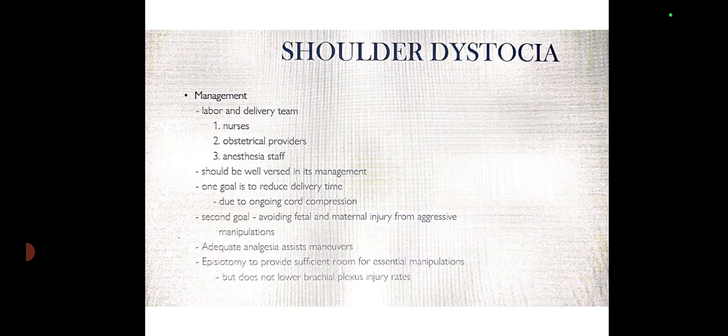Shoulder dystocia. While speaking about the management, we can say labor and delivery team. The first one is the main role played here: the nurses, the obstetrical providers, and the anesthesia staff should be well versed in its management. One goal is to reduce the delivery time due to the ongoing cord compression. The second goal is avoiding fetal and maternal injury from aggressive manipulation. And third one is adequate analgesia. This assists the maneuvers. Episiotomy provides sufficient room for the essential manipulation, but it does not lower the brachial plexus injury rates.